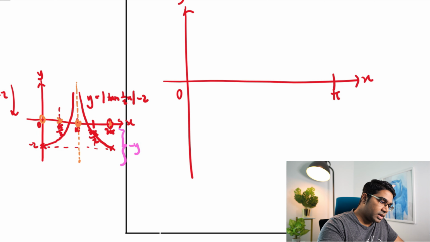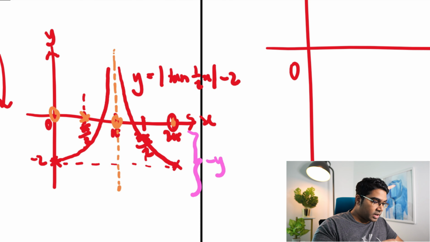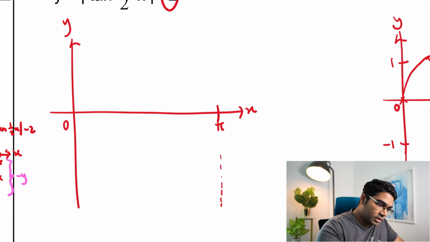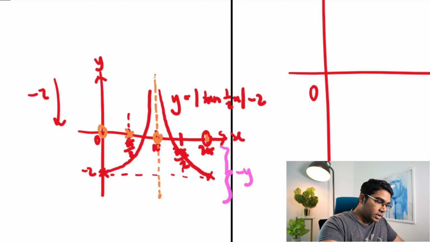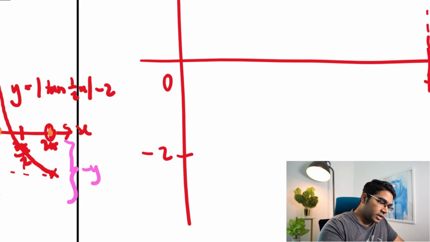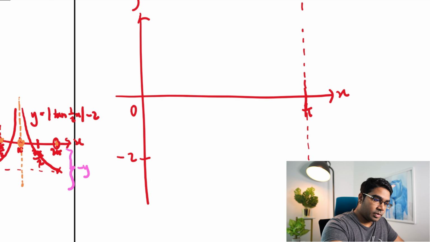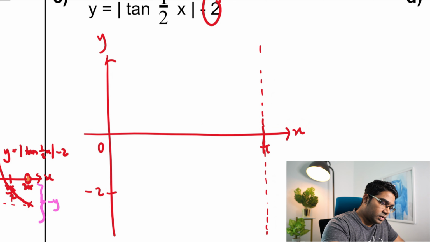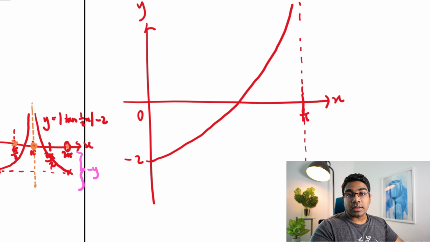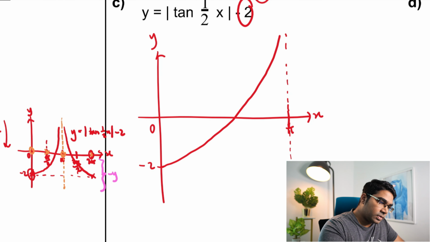So now we mark our key points. First we mark the asymptote. The asymptote is at pi. Let's mark the asymptote. So we have this asymptote going on at pi. Then next our key point is at 0, which is negative 2. So let's mark that. At 0, it is at negative 2, and that's it. So we go up from negative 2, approaching the asymptote but never touching the asymptote. So this is a sketch of y equals modulus tangent of half x, minus 2.